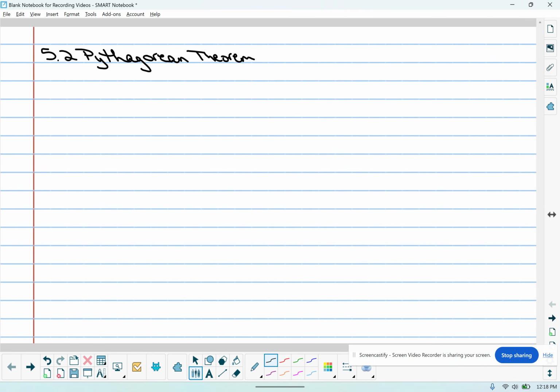So I know that you have seen Pythagorean theorem before. A squared plus b squared equals c squared, where c squared is the hypotenuse of a right triangle.